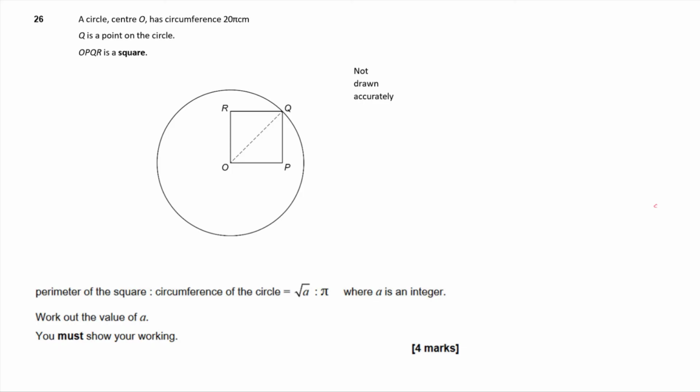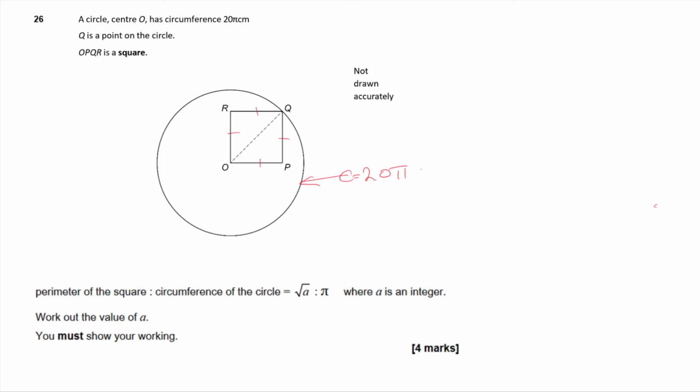Okay, so first off, with these sorts of diagrams, you've got a diagram, quite a complicated one, and lots of wording, just check everything in the wordings on the diagram. So the circle center O has a circumference of 20 pi centimeters. I'm just going to say C is equal to 20 pi. And then we know that OPQR is a square, so that means that these sides are all the same length, aren't they? Okay, so that's quite important information.